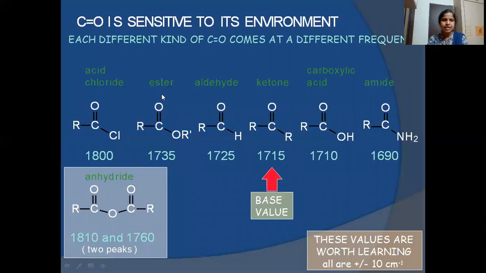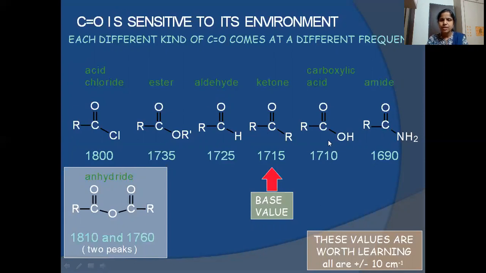Then comes esters. Then slowly again aldehydes, ketones. Ketones, because of alkyl groups, which are electron donating groups, show which effect? Plus I effect, plus inductive effect.